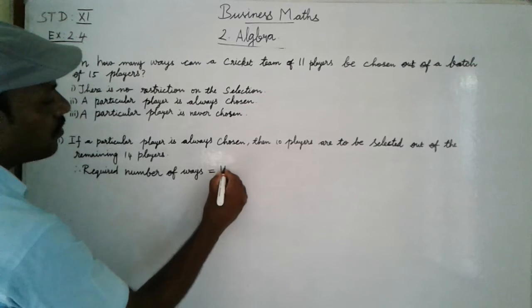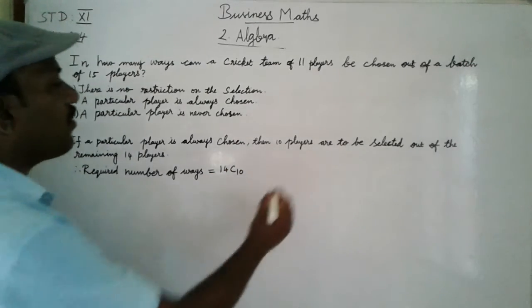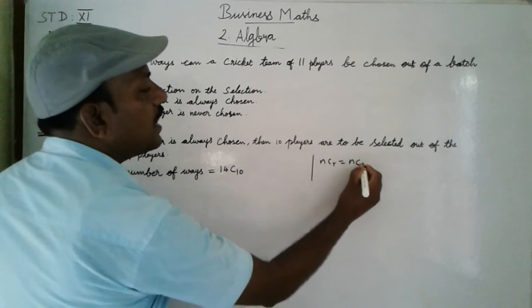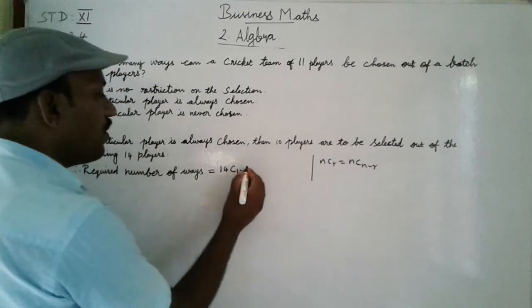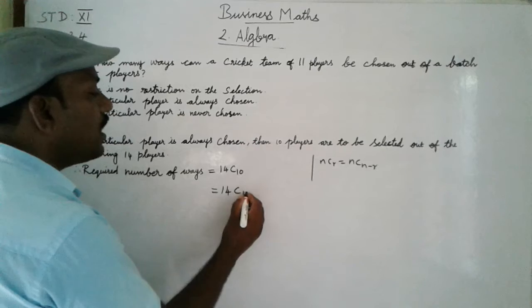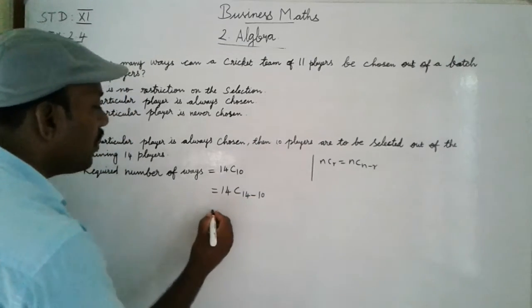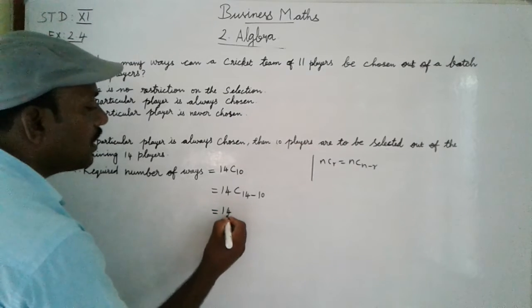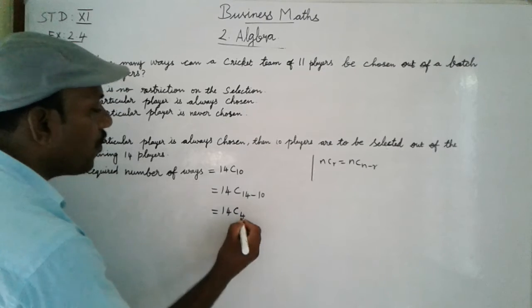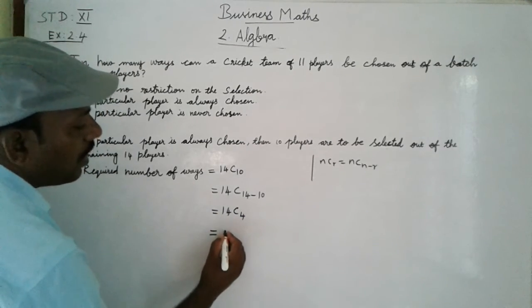14C10. We know that one of the formulas is nCr equal to nC(n minus r). This formula we should use now. 14C, 14 minus 10, equal to 14C(14 minus 10) is C4. So we should write 14C4.